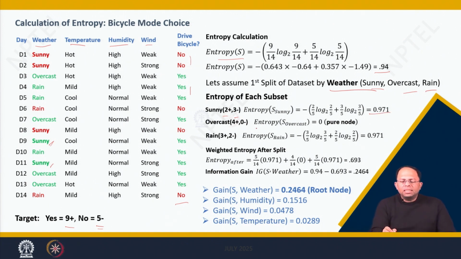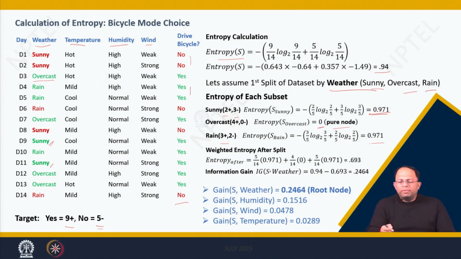Then overcast is 4 plus and 0 minus, that is, 4 are positive and 0 nos are there. Overcast I can see over here. For all the overcasts the answer is yes, there are no nos. And then there is rain as well, where it is 3 yeses and 2 nos. So here the entropy is 0.971. And because overcast is a pure node, its entropy is 0. That means there is no uncertainty, so we know exactly the result in this case.